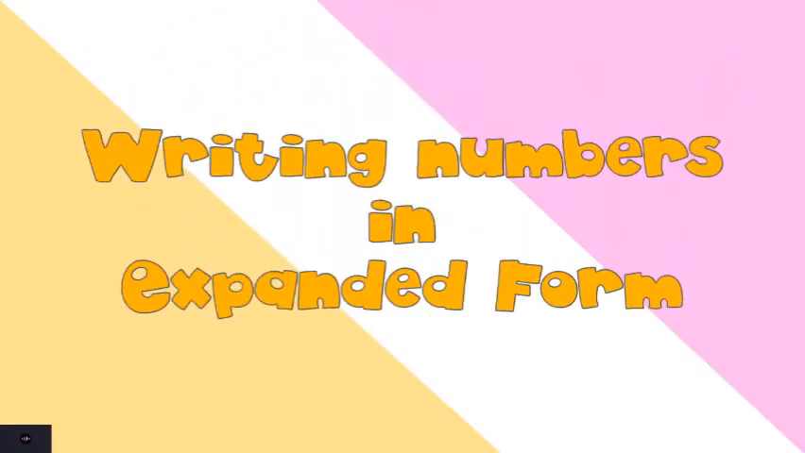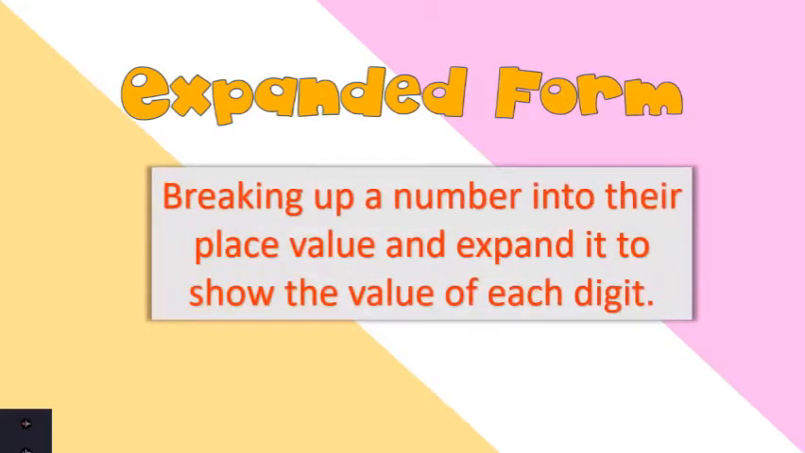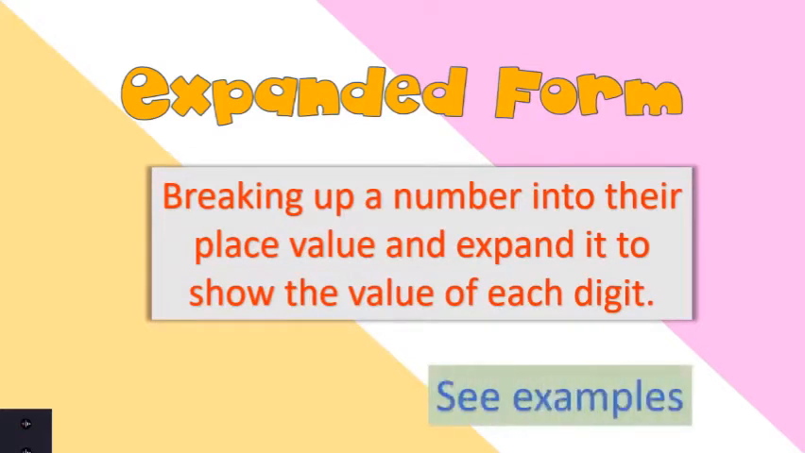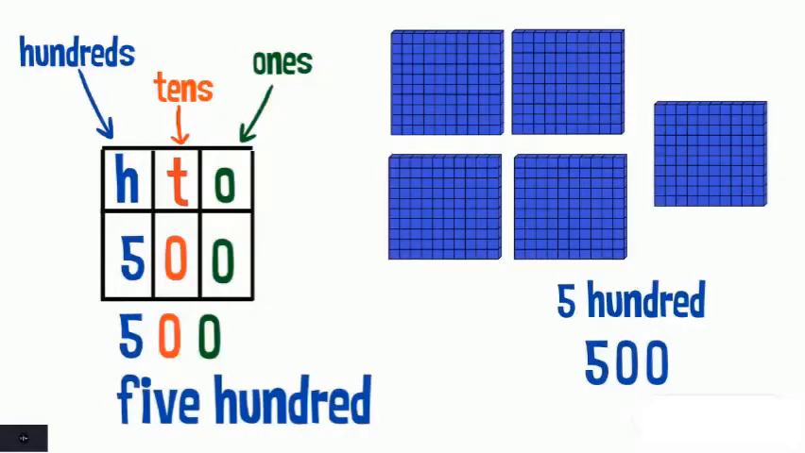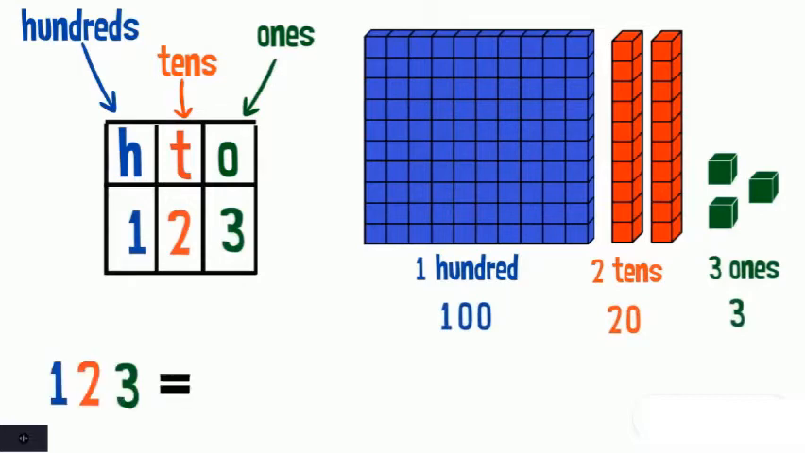Now let's move on to our expanded form. Let's practice writing numbers in expanded form. Expanded form is breaking up a number into its place values and expanding it to show the value of each digit. Let's look at the examples. Let's practice 1 hundred, 2 tens, and 3 ones. 1, 2, 3. In expanded form, it is written as 100 plus 20 plus 3.